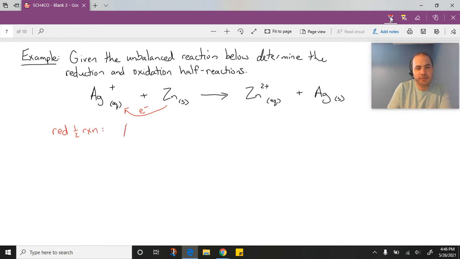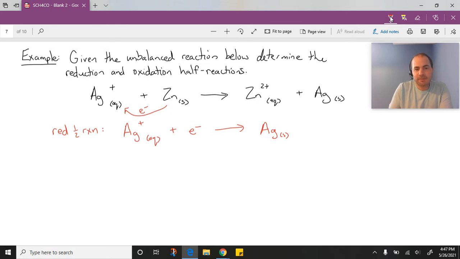So our reduction half reaction is going to involve the silver ion, and we know that this silver ion is going to gain an electron, and once it gains an electron, it becomes silver solid. So we've now got a scenario where that electron in this reaction is being added to the silver ion, and we create the silver solid. We've got a reduction half reaction, right? This reaction is showing the gain of an electron by the silver ion.